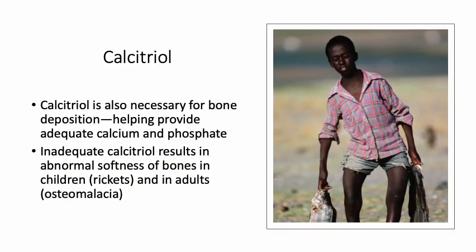So calcitriol is necessary for bone deposition, or depositing of bones. It helps provide adequate calcium and phosphate. So when you have inadequate calcitriol, it can cause abnormal softness of bones in children, which is called rickets. And then it's the same thing in adults, but it's called osteomalacia. And mal just means bad, so it's like bad bone disease. Rickets in children just means the bones are really, really soft. Usually it looks like bow-leggedness because the bones are soft, so they can just form outward instead of being strong and stiff. They kind of mold over. And it just means that you don't have enough calcium and phosphate to make your bones hard and strong. They're really, really soft.